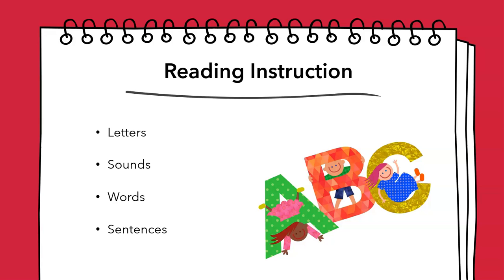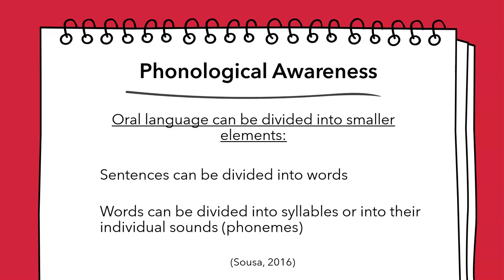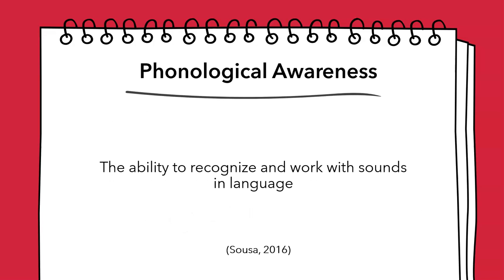An important concept in reading instruction and early literacy is phonological awareness. This is the understanding that oral language is divided into smaller elements. Sentences can be divided into individual words, words can be divided into syllables, and they can be divided into their individual sounds, or phonemes. This awareness provides the foundation for learning to read. This awareness is the ability to recognize and work with sounds in language.